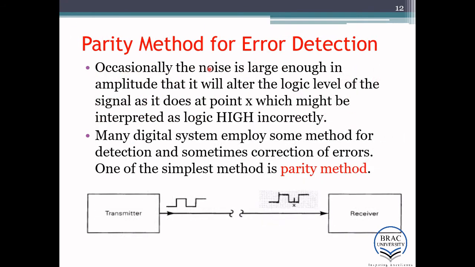Parity method for error detection. Occasionally, the noise is large enough in amplitude that it will alter the logic value of the signal, as it does at point X, which might be interpreted incorrectly as logic high. If you look here, this is the transmitter, this is the receiver. You have, say, 1 and 0 here, and 1 and 0 there, but here is a fluctuation. So this X could be represented as 1, which will give you wrong information at the receiver end. So many digital systems employ some method for detection and sometimes correction of errors. One of the simplest methods is the parity method.